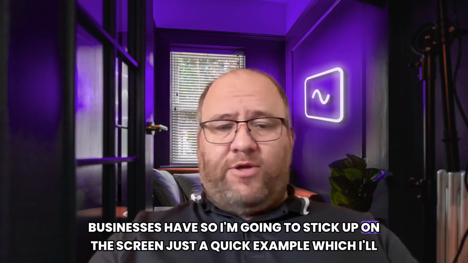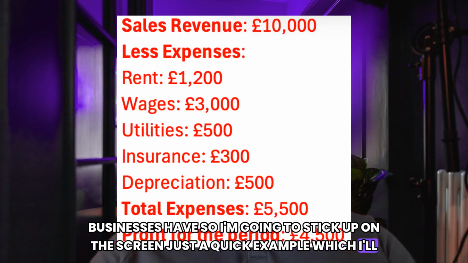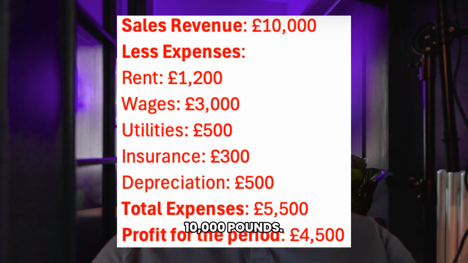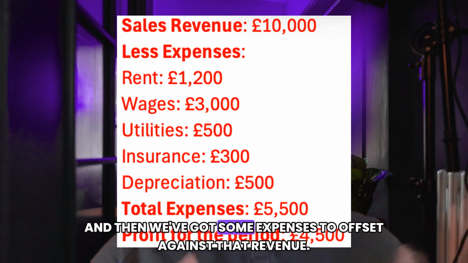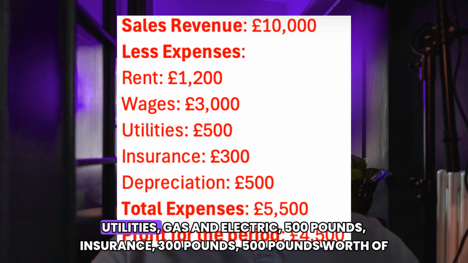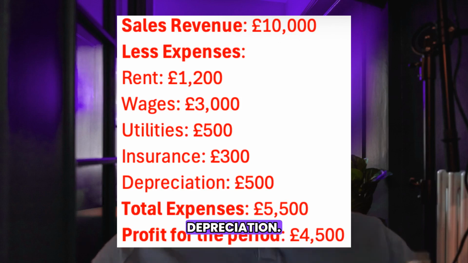So I'm going to stick up on the screen just a quick example, which I'll talk you through. So imagine we've got sales revenue, £10,000. And then we've got some expenses to offset against that revenue. So the rent of our office, £1,200. Wages for our staff, £3,000. Utilities, gas and electric, £500. Insurance, £300. £500 worth of depreciation.